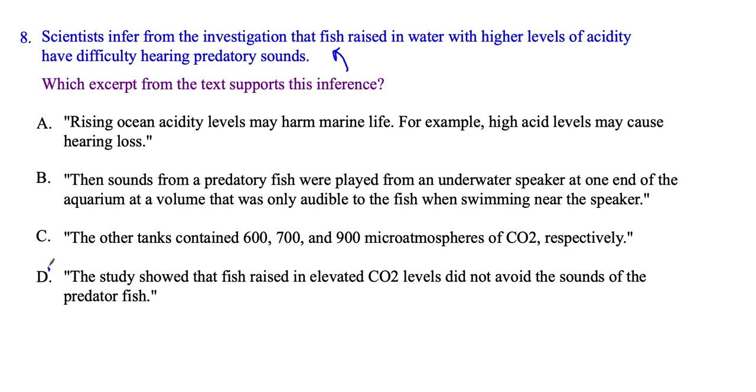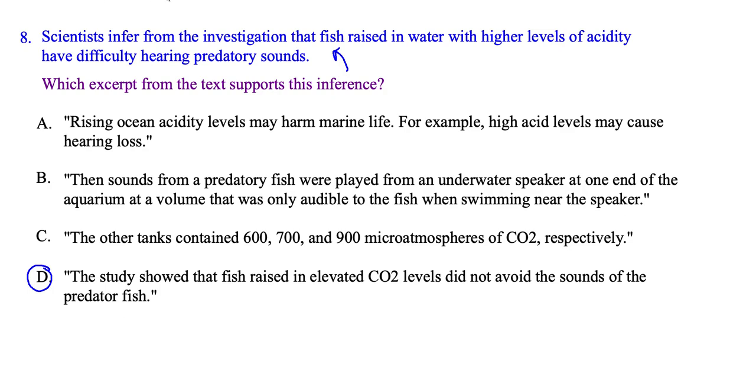I would say it's D, right? It says the study showed that fish raised in high CO2 levels did not avoid the sounds of the predatory fish. So what we did is we raised the CO2 levels, and this is what happened. This is what we can infer. This was the result of the experiment right here. And the other ones, if you read through them, you can eliminate some of them. But again, I would probably flag this one. You can go back and read through each one of these. I don't want to get bogged down on this because it can suck up a lot of your time.